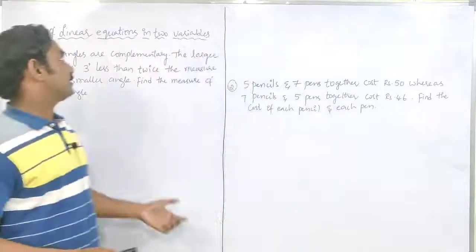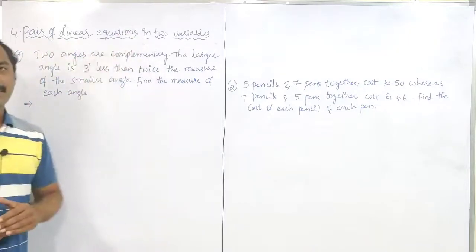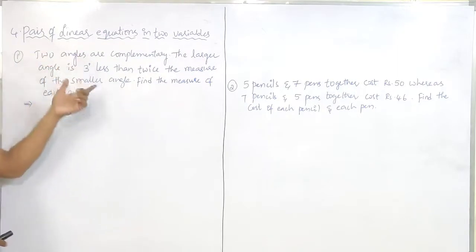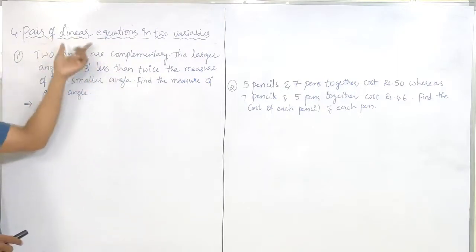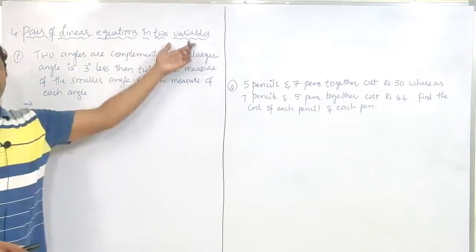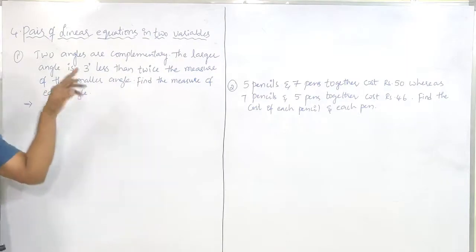This is the last session of this chapter, pair of linear equations in two variables. We have miscellaneous model problems. We'll solve this by converting these sentences into linear equations, and by solving them we get the variable values. What is asked here is to find the measure of each angle. Two angles are given.